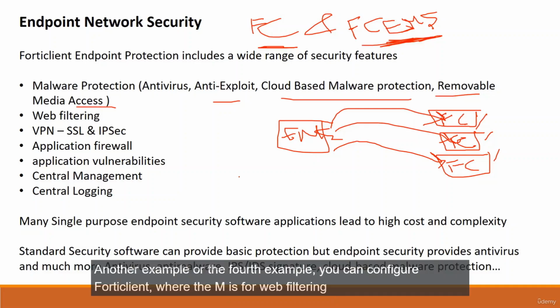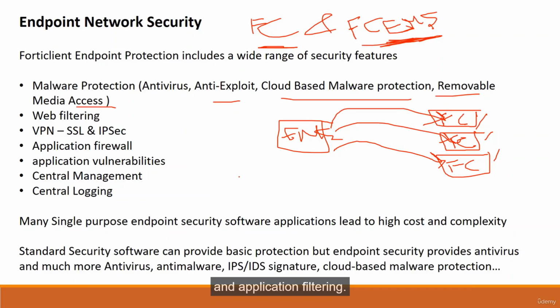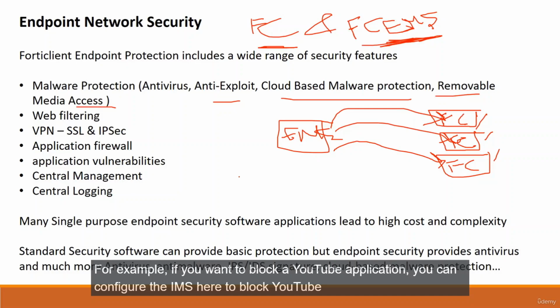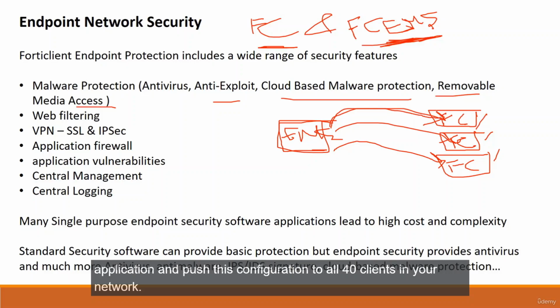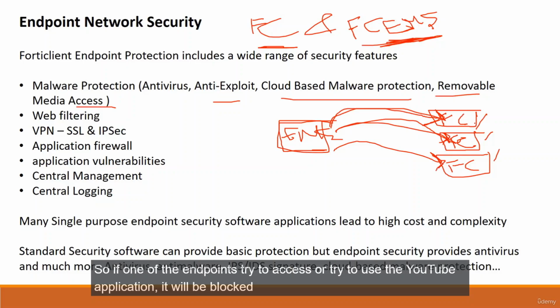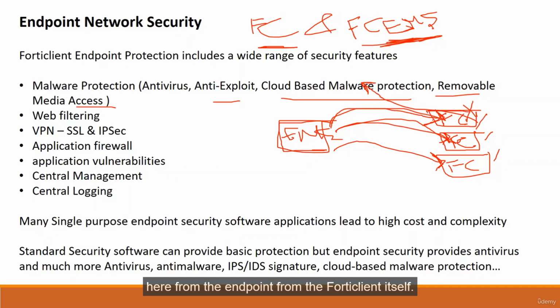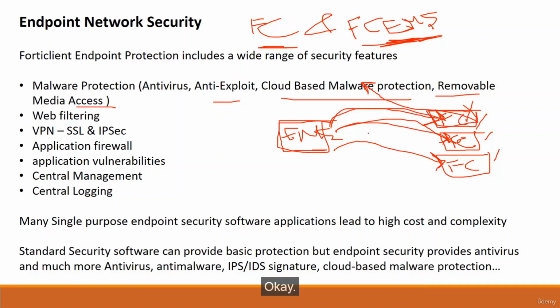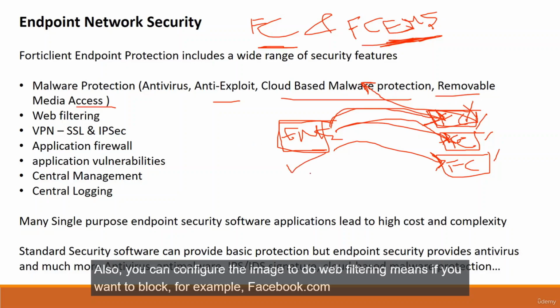Another example, the fourth example, you can configure FortiClient via the EMS for web filtering and application filtering. For example, if you want to block the YouTube application, you can configure the EMS to block it and push this configuration to all FortiClients in your network. So if one of the endpoints tries to access or use the YouTube application, it will be blocked from the endpoint, from the FortiClient itself. Also, you can configure the EMS to do web filtering.